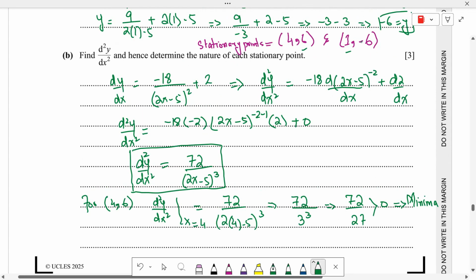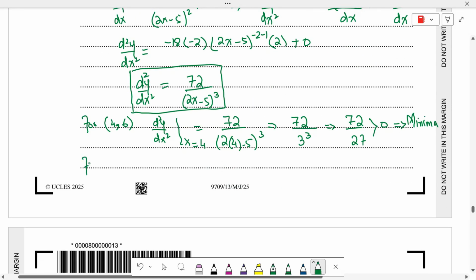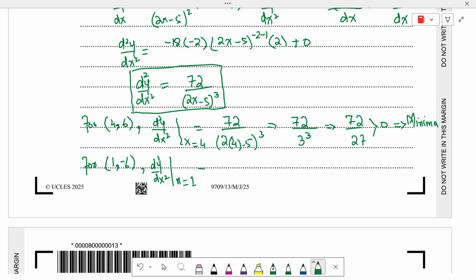Now for the second stationary point, which is (1, negative 6), the second derivative at x coordinate 1 will be 72 over (2 times x, which is 1 in this case, minus 5) whole cube, which is 72 divided by (2 minus 5), so negative 3 to the power of 3, which is 72 over negative 27. So this is less than 0, so we can say it is a maximum.